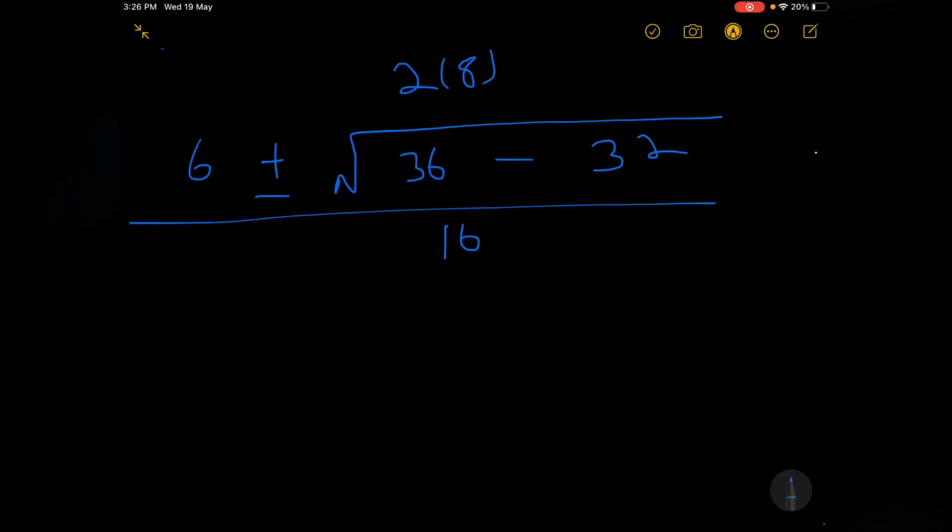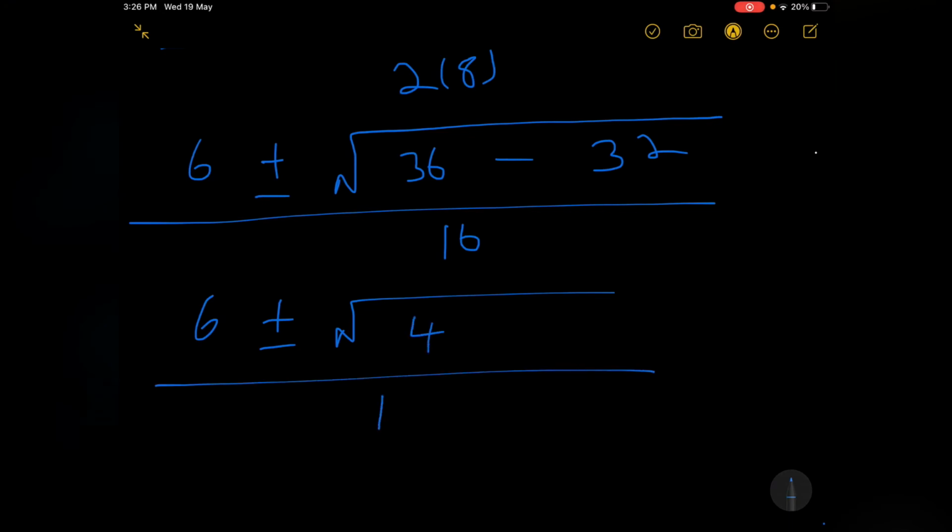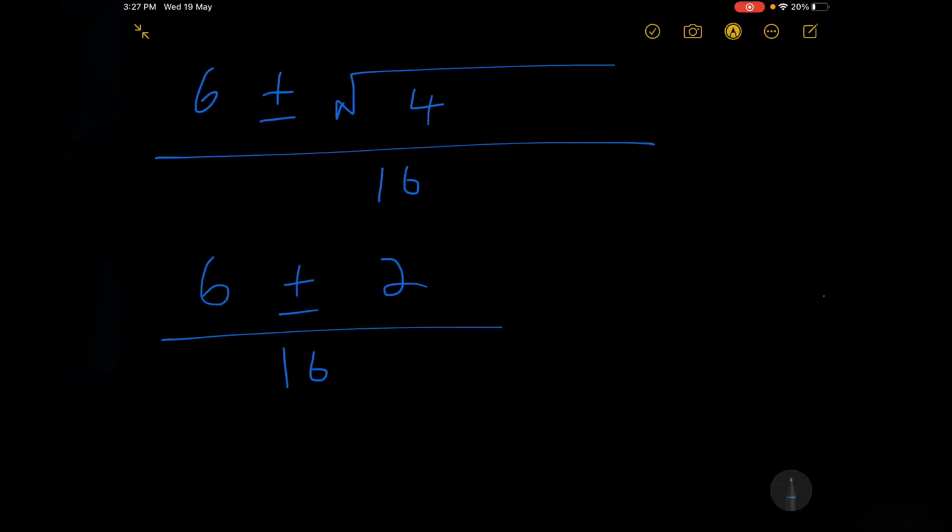Next, we want to subtract what is under the square root. So we'd have 6 plus or minus the square root of 36 minus 32, which would be 4. All of that is over 16. So now that we're at this stage, we find the square root of 4, which is 2. So let's do that. And this is where we get both the x values.